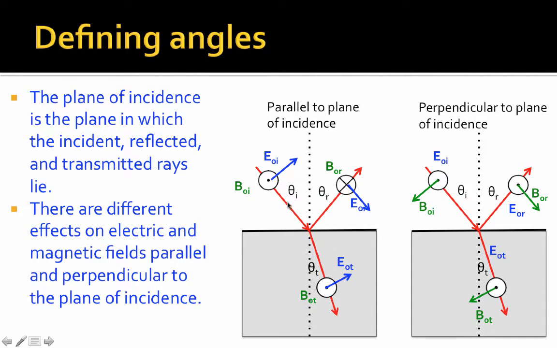So here we go again. If you were looking down on your laser beams bouncing around on your table, the table plane would be the plane of incidence. When the electric field is polarized parallel to the table, it would be parallel to the plane of incidence. When it's polarized perpendicular to the table, it would be perpendicular to the plane of incidence.